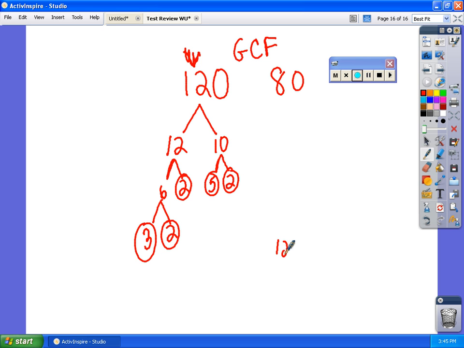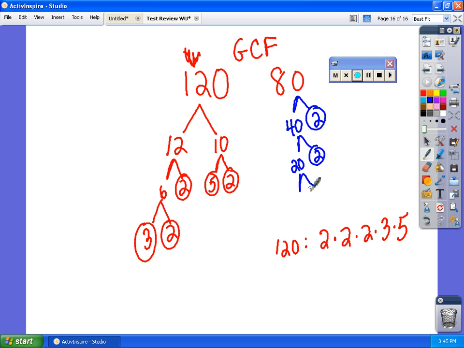So the prime factors of 120 are 2 times 2 times 2 times 3 times 5. Now let's do the prime factorization of 80. We'll do 40 and 2. 2 is prime. Then 20 and 2. Then 4 and 5. 5 is prime. And then 2 and 2.